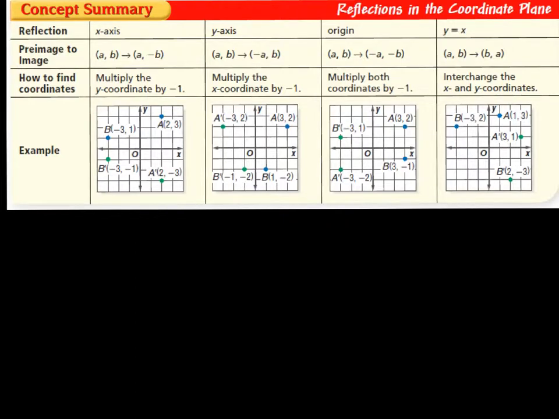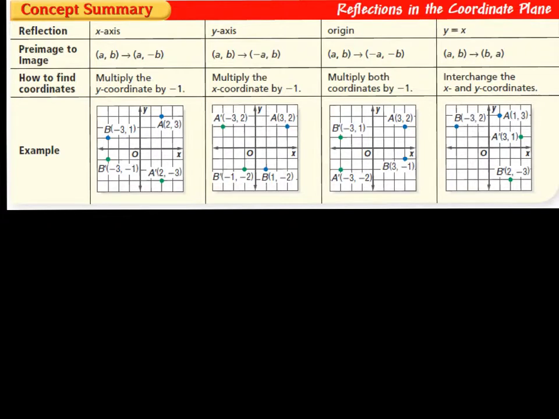To reflect over the y-axis, I'm going to do the opposite of x. So instead of 3 units to the right, I want to go 3 to the left. Instead of 1 to the right, 1 to the left. So we're just multiplying the x-coordinate by -1. To reflect over the origin, we're going to multiply both of them by -1. So (3, 2) becomes (-3, -2), and (3, -1) becomes (-3, 1).